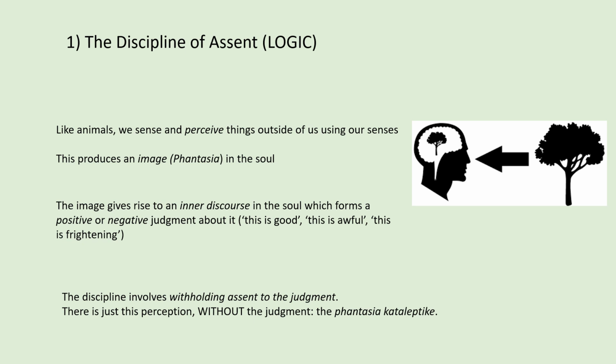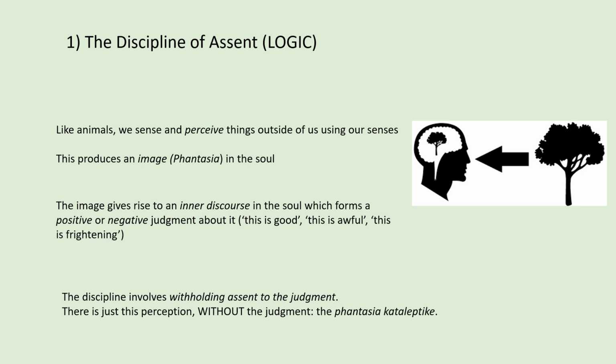So the first discipline is called the discipline of assent, or logic, and it relates to the study of language. Now, like animals, we sense and perceive things outside of us using our senses. And this produces an image, what the Greeks call a fantasia, in the soul. So we perceive something and then we perceive an image of that thing in our soul or in our mind. The image gives rise to an inner discourse in the soul which forms a positive or negative judgment about it.